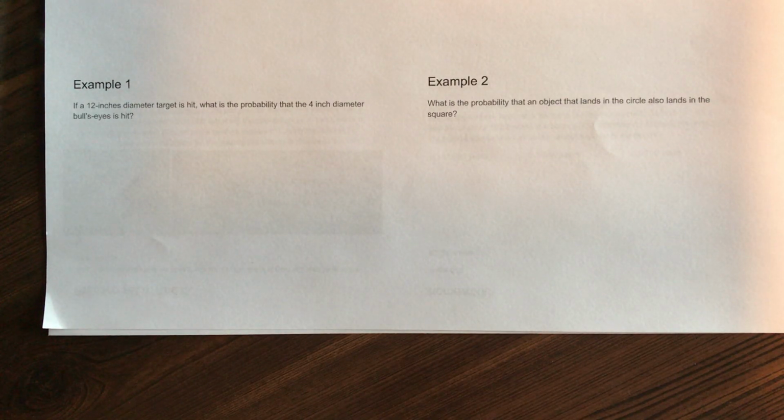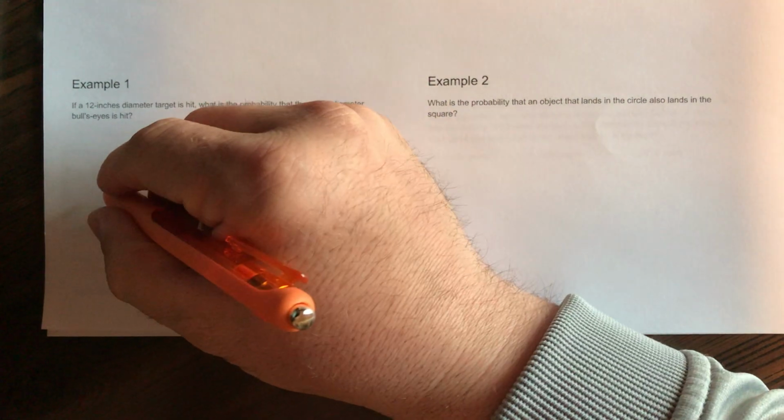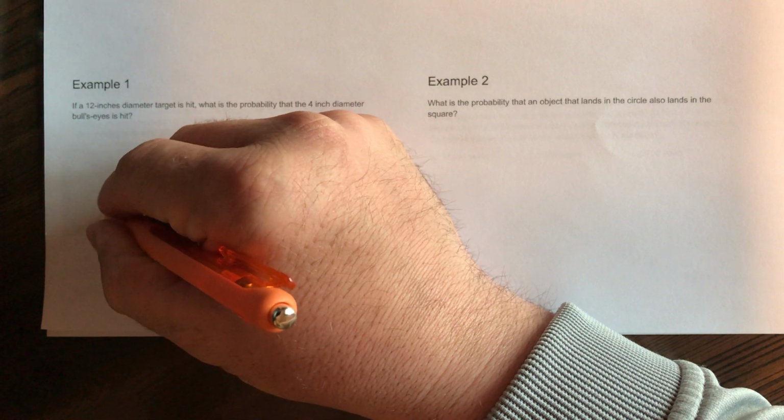You got example 1 here. If a 12-inch diameter target is hit, what is the probability that a 4-inch diameter bullseye is hit? Well, what's the area of both of these? Well, what is my formula for finding the area of these? Well, that would be your diameter. So your diameter in the first one would be 6.